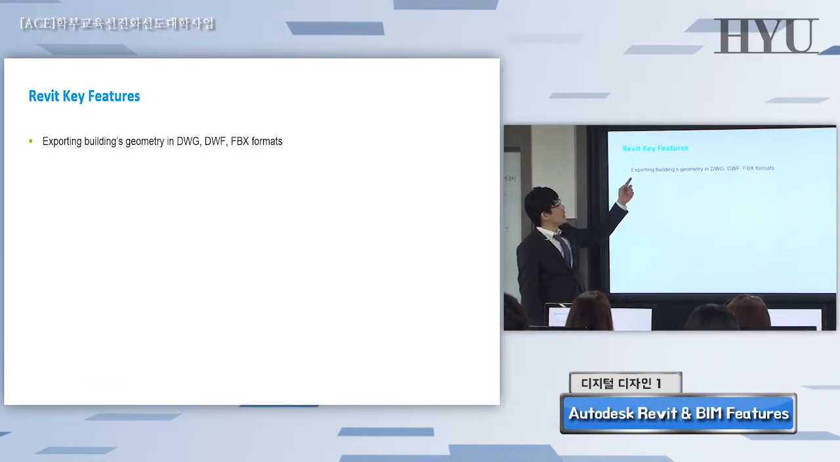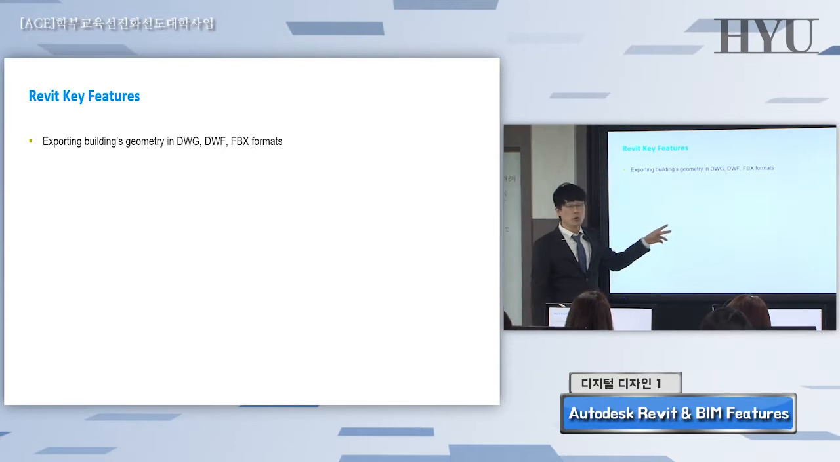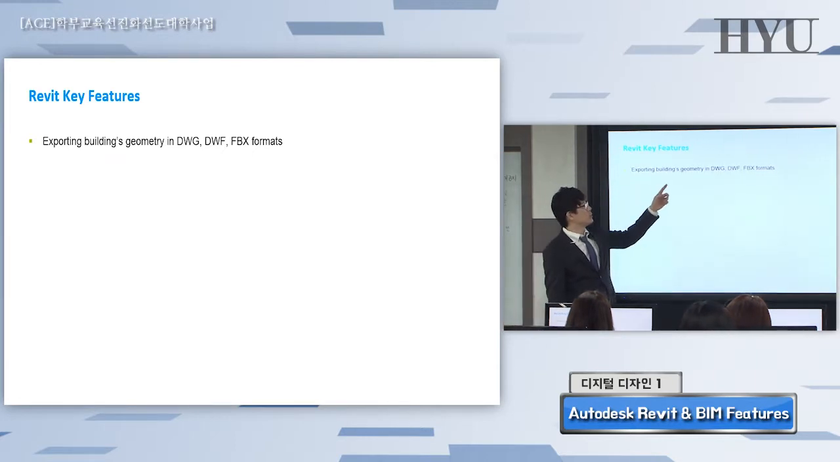So geometry files are supported. One important thing: when you open a floor plan and export to DWG, that's going to be a 2D CAD file. But in 3D view mode, if you export to DWG, that's going to be a 3D CAD file, something interactive.